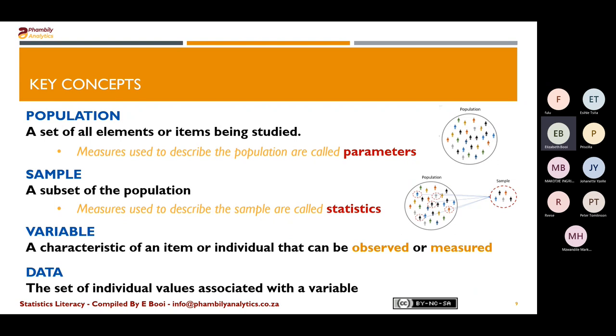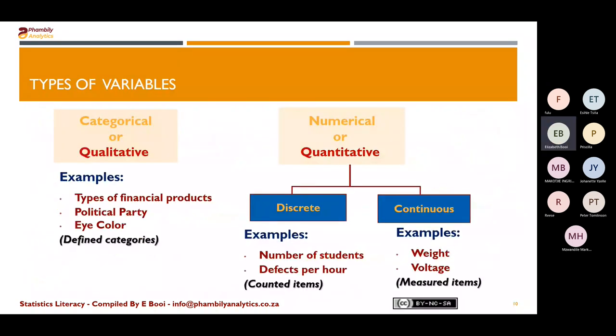And from there, we're going to learn about the types of variables, because you need to understand the type of variables in order for you to be able to manipulate it. In order for you to be able to summarize this, you need to know what type of data you have or what type of variables you are working with. So there are two types of variables.